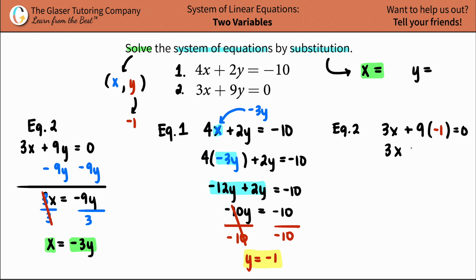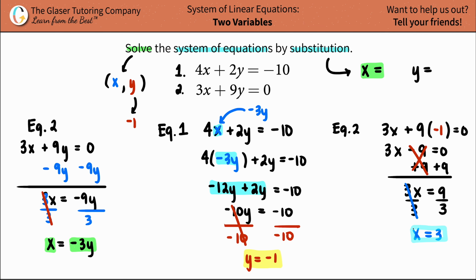3x minus 9 equals 0. Plus that 9 on over to both sides. The nines go bye-bye. We got 3x equals 9. Divide by 3 on both sides. And we get the x value, which is a big 3.